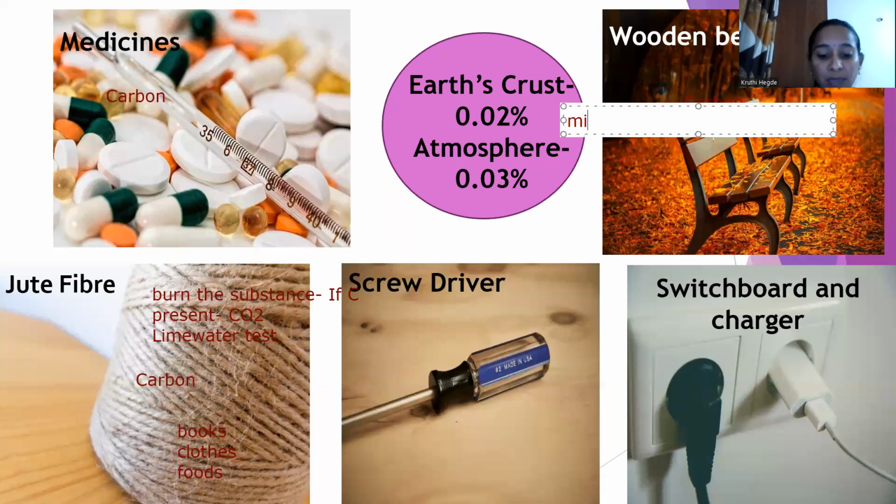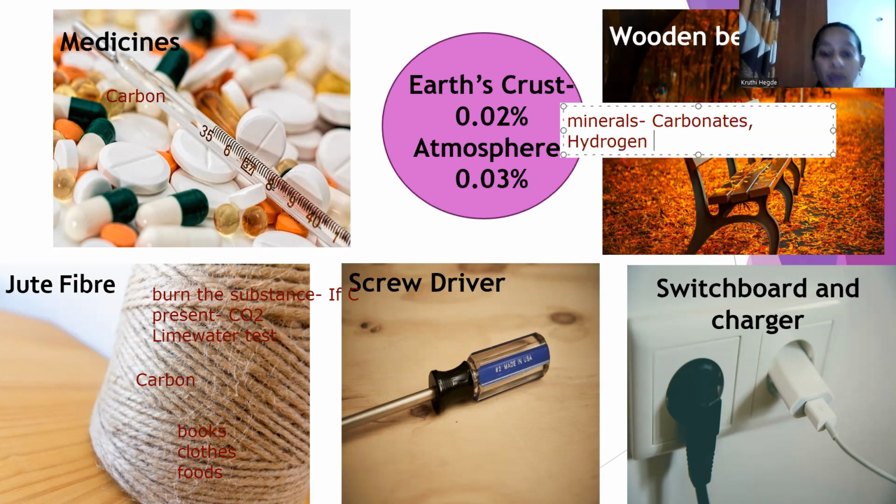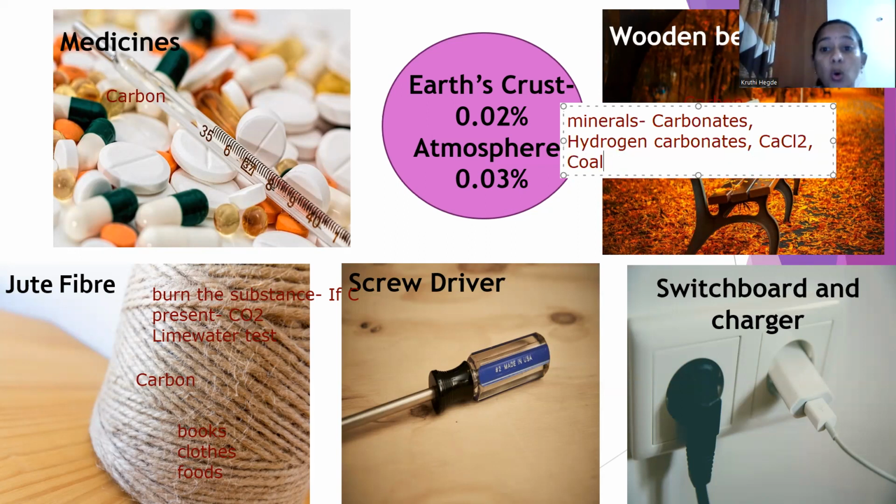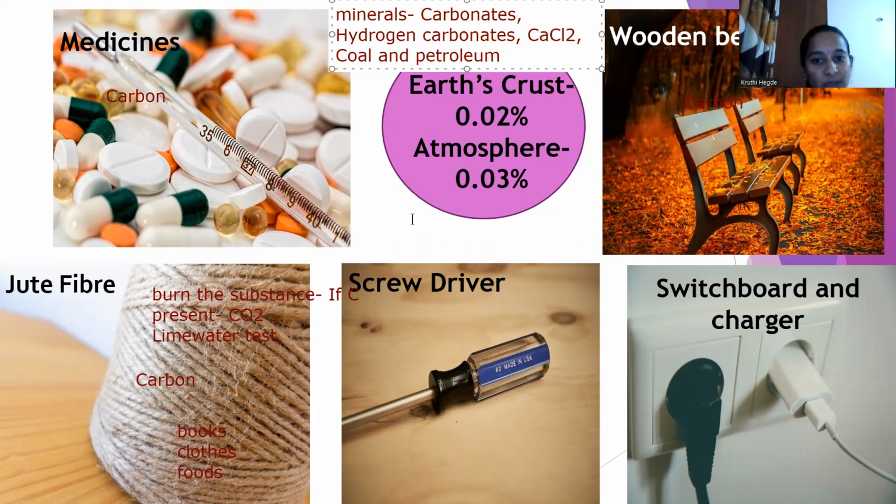It is present as minerals, like carbonates and hydrogen carbonates, for example calcium carbonate. It is also present as coal and petroleum products. So in the earth crust, it is present as minerals.